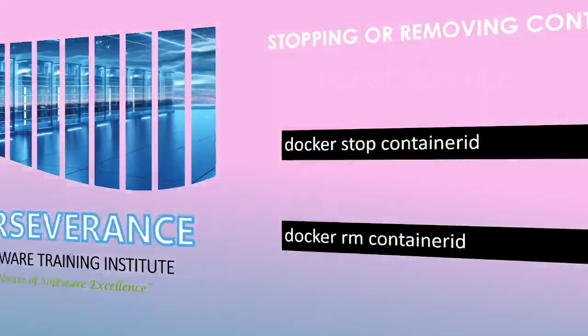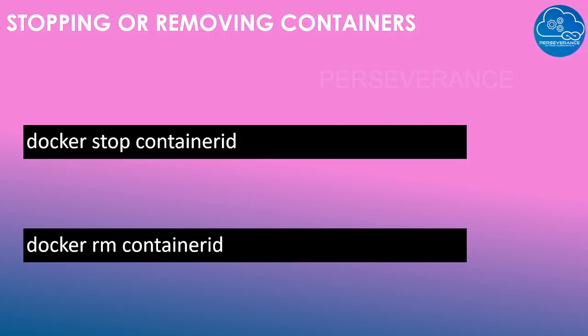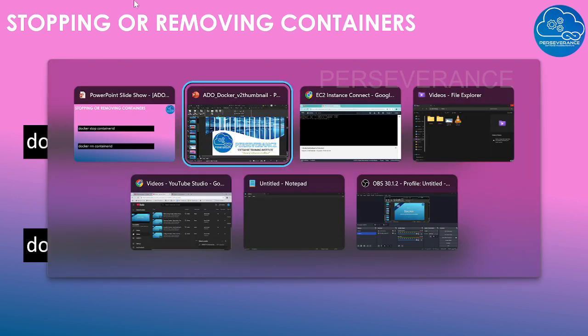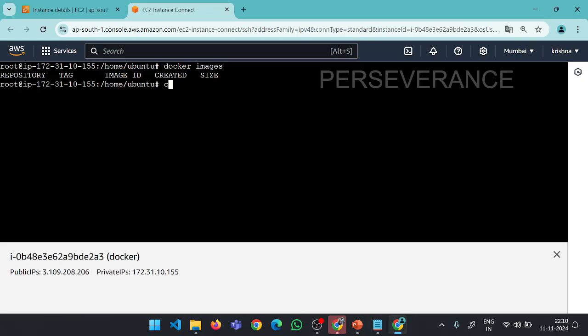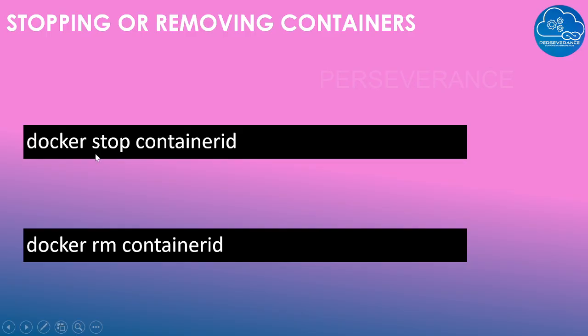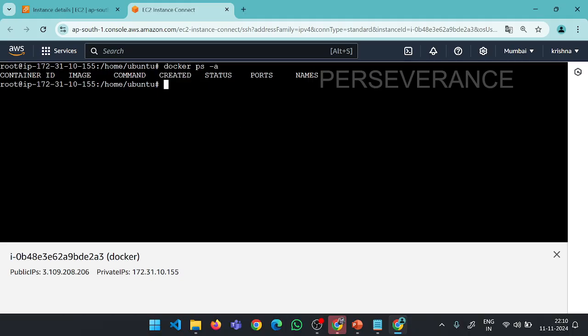In this series of Docker, this video is basically meant for understanding how we can stop or remove containers, right? So let's go to the server. We have our server ready. We do not have any containers, right? So docker ps -a. Let's see now. Docker stop container ID is the command to stop a container. Let's go there and try it.